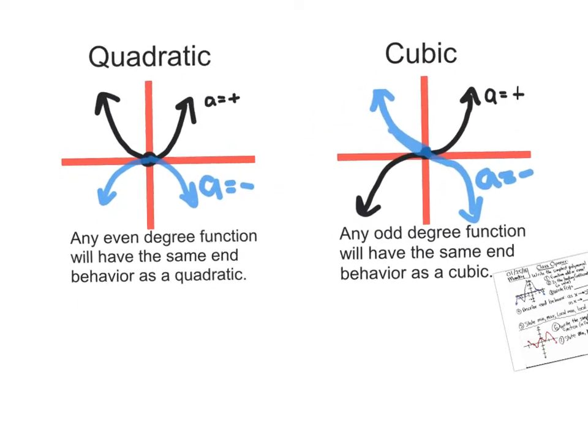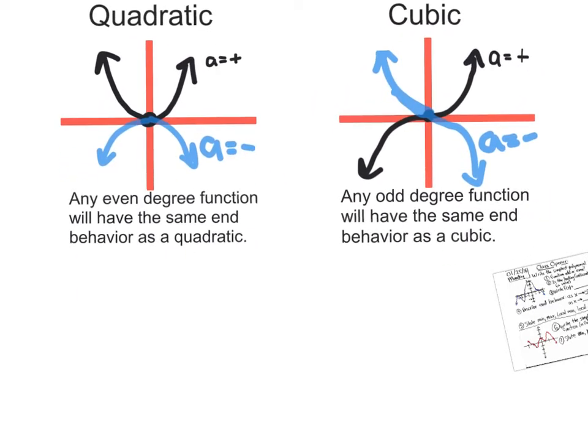And in order to do that, let's take a look at these notes right here. A quadratic function, we already know a quadratic is a parabola, okay? And if the a value is positive, it's going to open up. If the a value is negative, your quadratic, your parabola, is going to open down. Now here's the fact. Any even degree function will have the same end behavior as a quadratic.